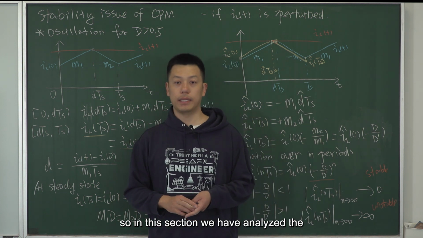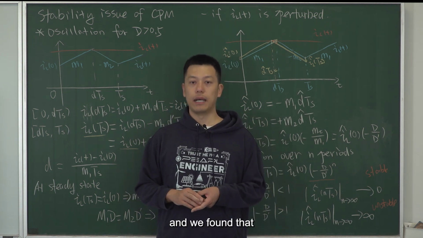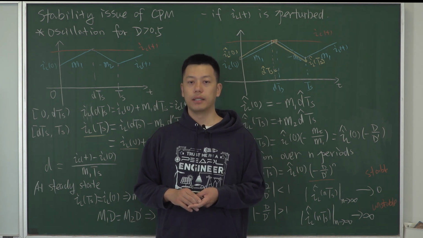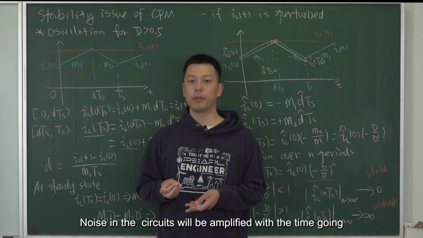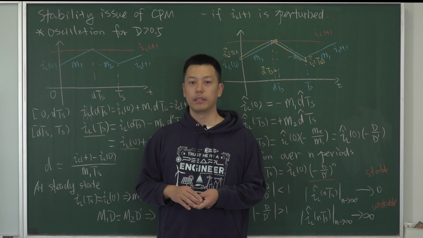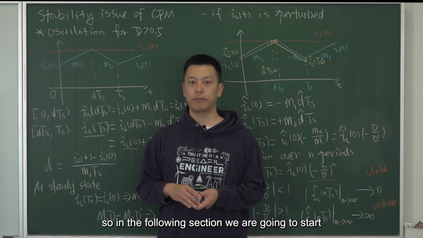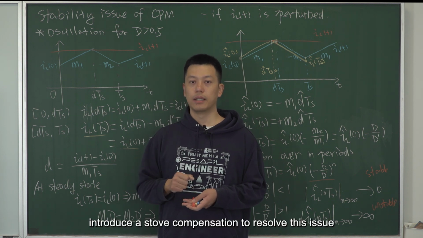So in this section, we have analyzed the stability of the CPM control. We found that when the duty cycle is bigger than 0.5, the noises in the circuits will be amplified as time goes on, which will lead to instability of the system. So in the following section, we are going to see how we can introduce a slope compensation to resolve this issue.